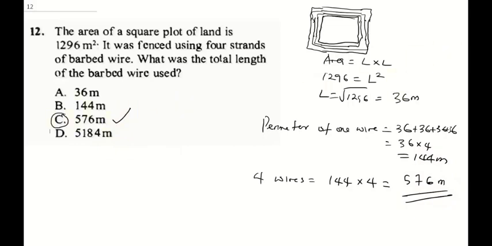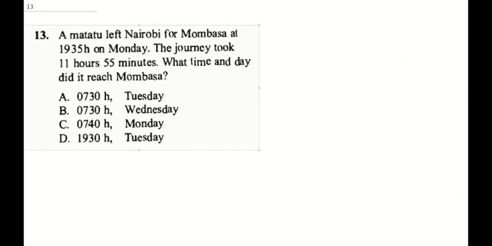Okay, so we're going to question 13, which says, a matatu left Nairobi for Mombasa at 19:35 hours on Monday. The journey took 11 hours 55 minutes. What time and day did he reach Mombasa? Now, the easiest way to solve this question is just to do 19:35 hours plus 11 hours 55 minutes. If you can sum this up, you will get your answer.